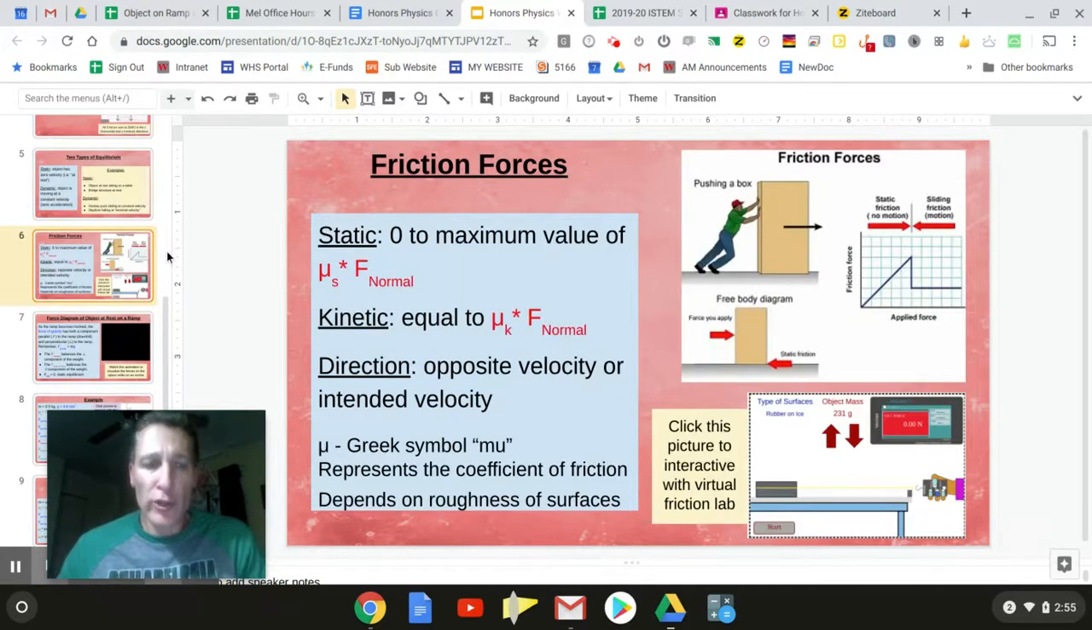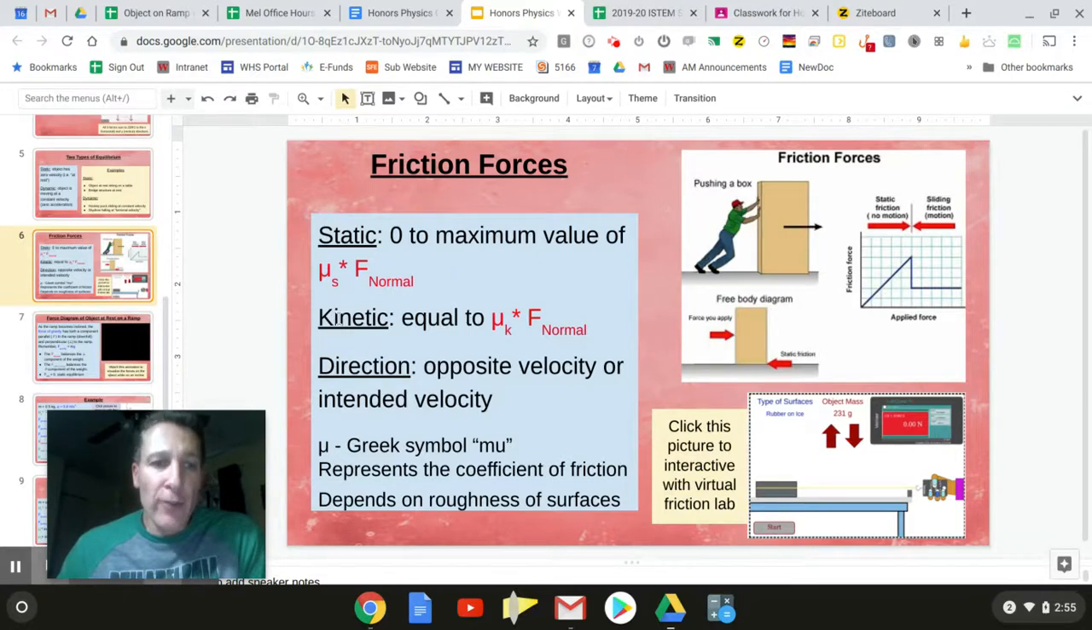Quick review on frictional forces heading into this activity. Remember, with friction you can have either a static frictional force or a kinetic frictional force. Static frictional forces are variable. They can be from slightly above zero all the way up to a maximum value, and that maximum value is equal to its coefficient of static friction multiplied by the normal force, which is the force pushing on the object from the surface beneath it.